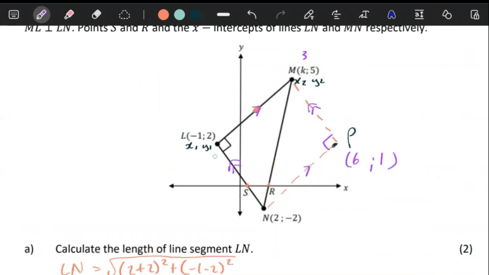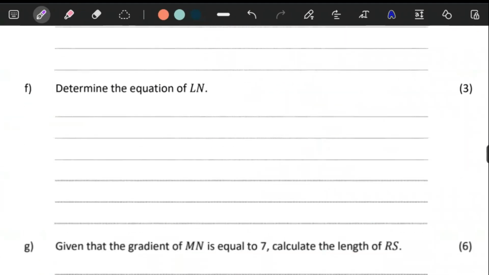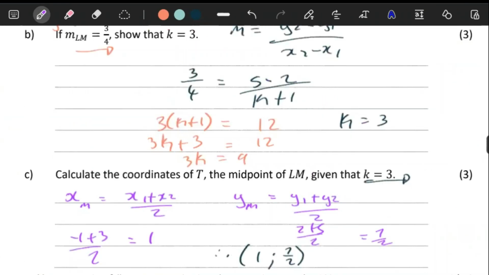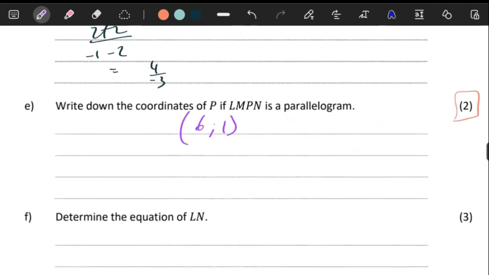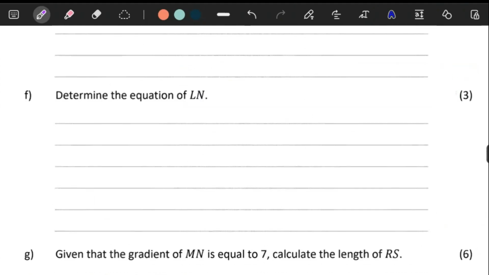Anyways, so you see, we just had to compare these two lines here, this point and that point. So let's move on. Get the equation of Ln. Ln is a straight line, and we have its gradient. Perfect. So we can just say y minus y1 equals the gradient times x minus x1.